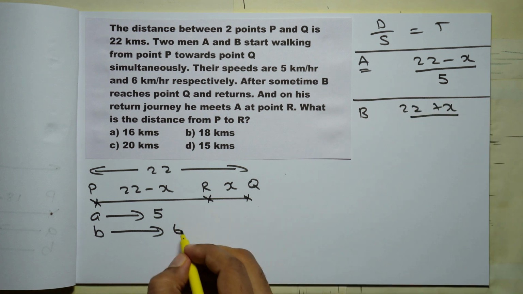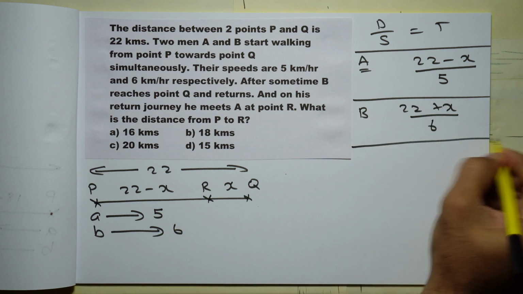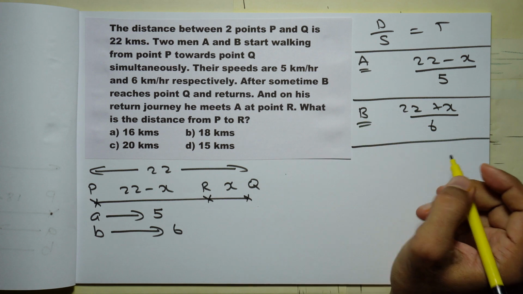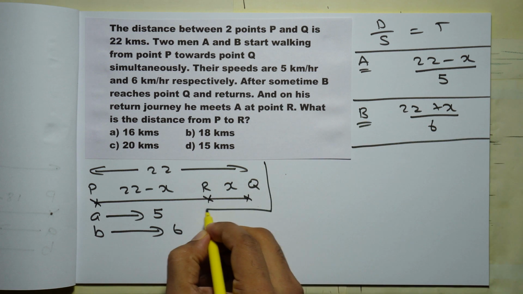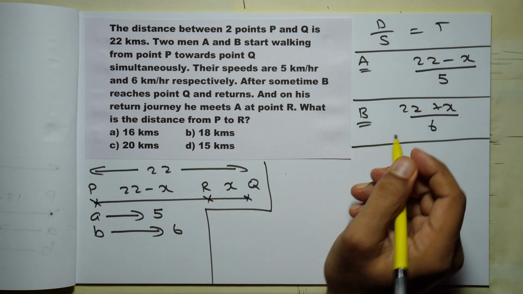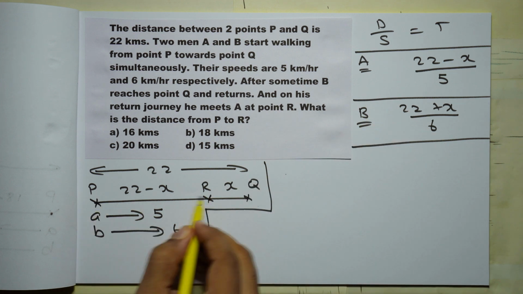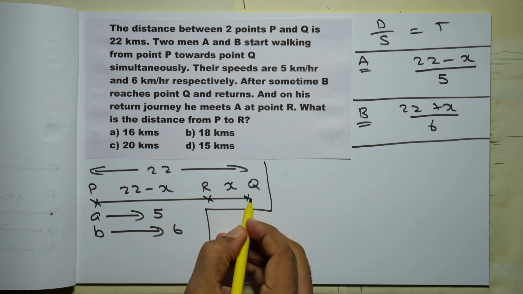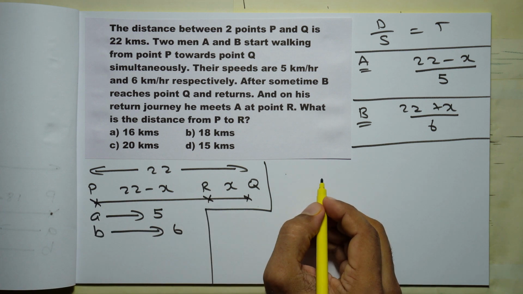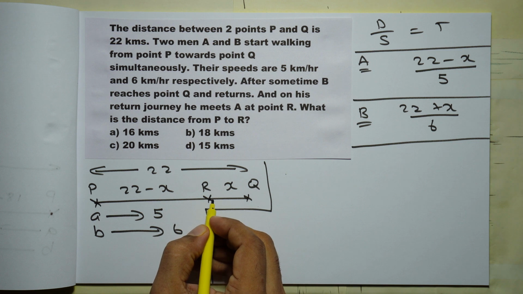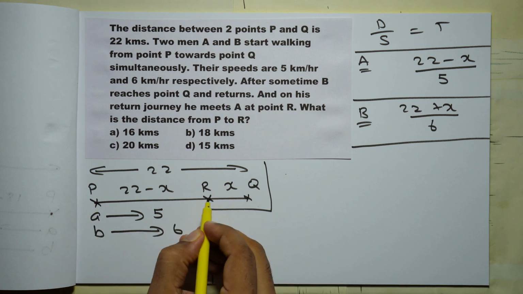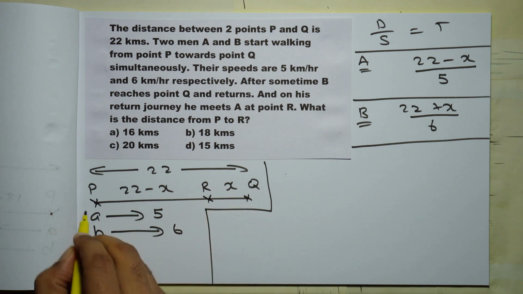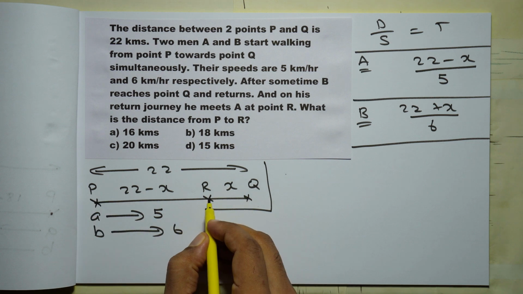divided by B speed is 6. So this is the time required for B, and we can equate the time. That is, in the time that A does 22 minus x, in that much time B will do full 22 plus x. So we can equate the time. So I'll just repeat that once again. In the time that A does 22 minus x, in that much time B will do full 22 plus x.